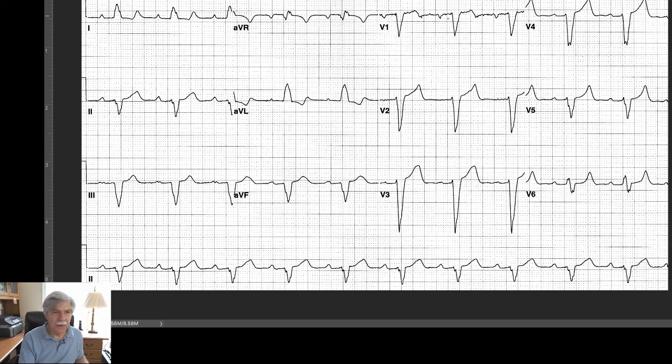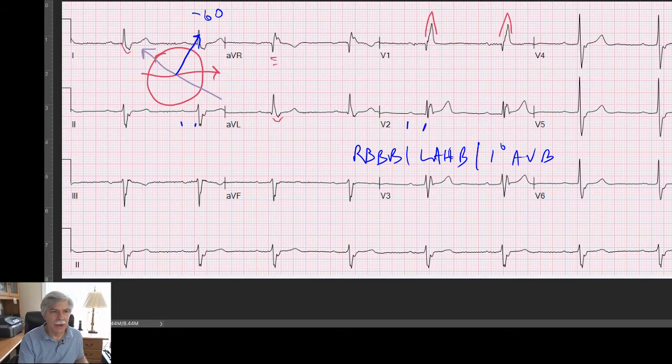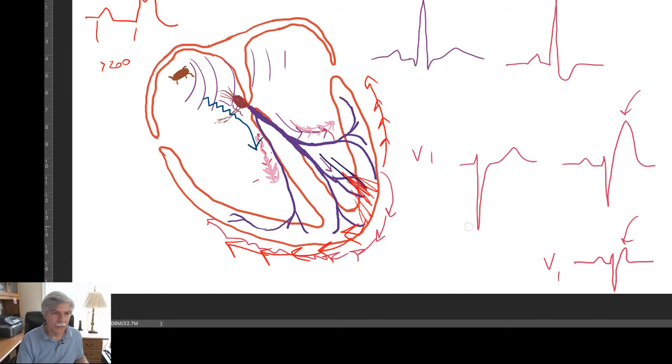So you have a typical big negative QRS complex in the anterior precordial leads, and you have a sort of delayed notched upstroke QRS in 1 and AVL. So this is typical of a left bundle branch block, but the PR interval is long as well. So if we go back to our little anatomical drawing, okay, if I erase some of this stuff.